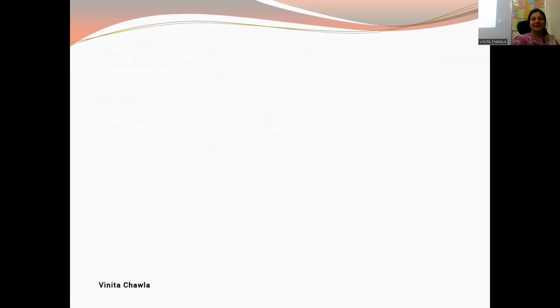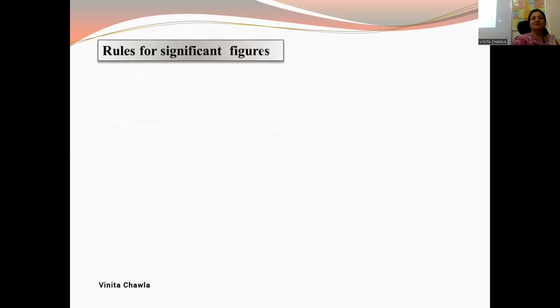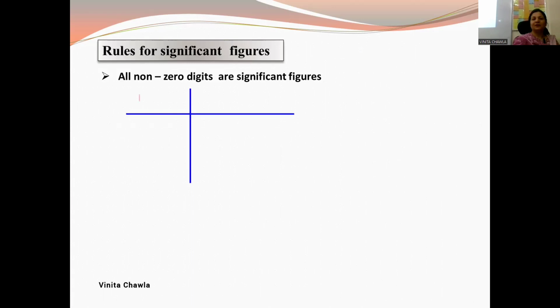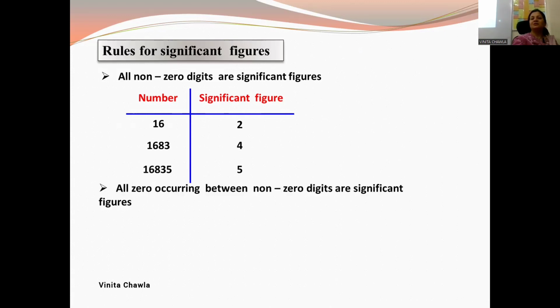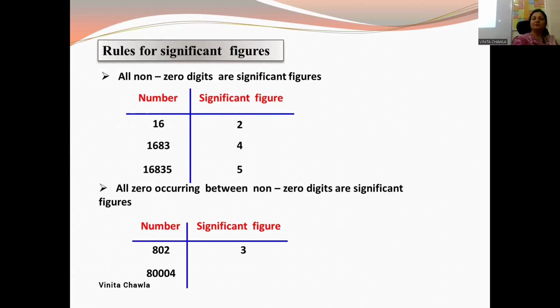Okay, next, rules for significant figures. All non-zero digits are significant figures. This we have discussed. जितनी भी नॉन जीरो डिजिट्स होती हैं सब सिग्निफिकेंट होती हैं. फॉर एग्जांपल 16, सिग्निफिकेंट डिजिट कितने हैं? टू. हियर वी हैव 1683, टेल मी. फोर. ऑल जीरो अकरिंग बिटवीन नॉन जीरो डिजिट्स आर सिग्निफिकेंट फिगर्स. फॉर एग्जांपल इफ वी हैव 802, थ्री. 8004, फाइव.